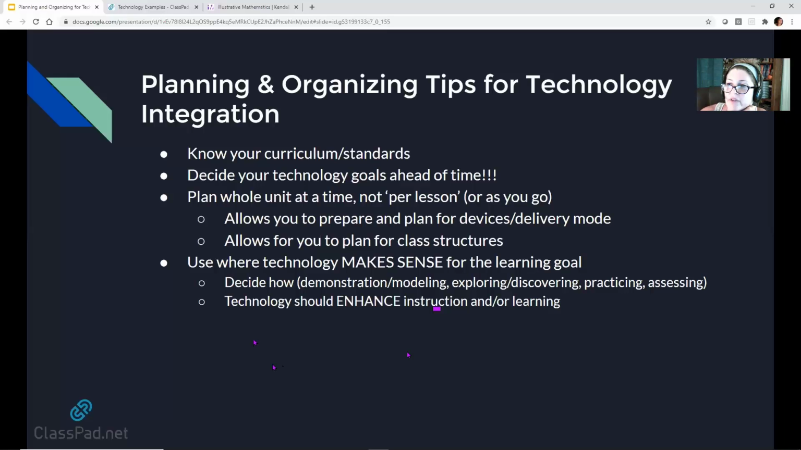Robin does make a very good point. People force their technology in because they have it, and that's sort of what I'm talking about here. Just because you have it doesn't mean it's going to work for the learning. Your learning goals should always be your thing. So this right here, this is where we're going to go. We're going to go into Classpad in just a minute, I promise you.